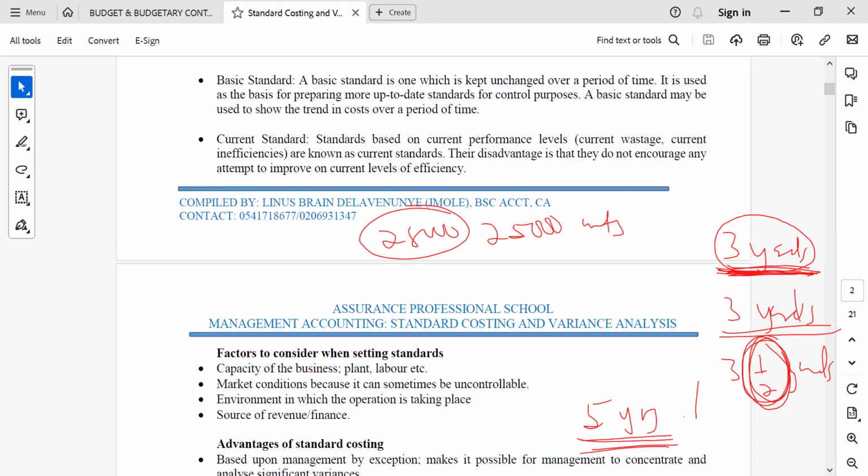Would the standard be more than 25,000 if you are setting the standard for production? Your plant's maximum capacity is 25,000. Can you set a standard to produce 28,000? Please, can you hear me? Yes, sir. Okay, can you set a standard to produce 28,000?